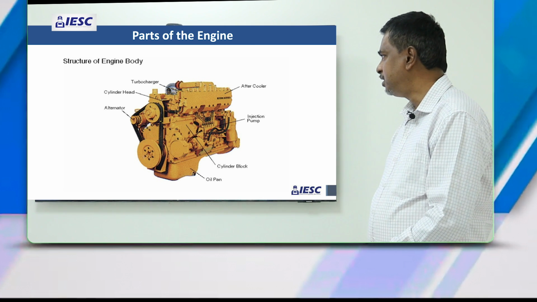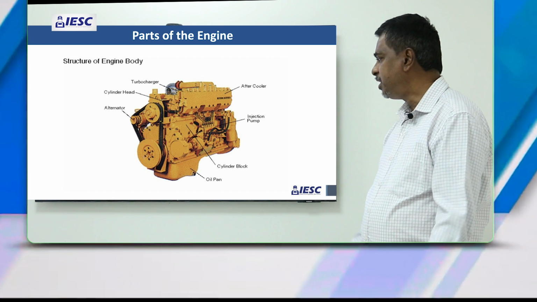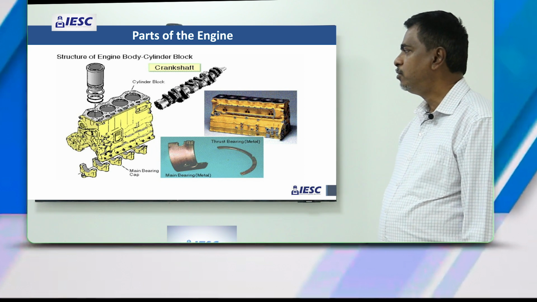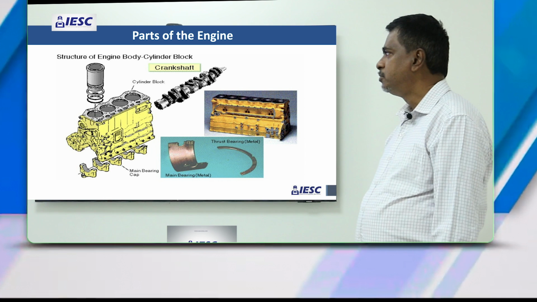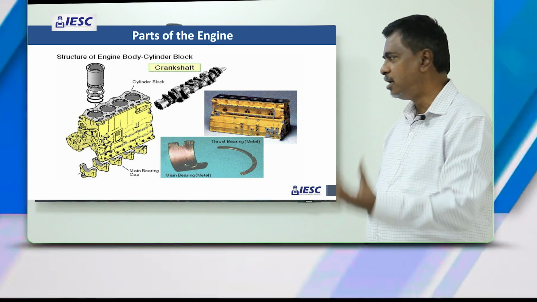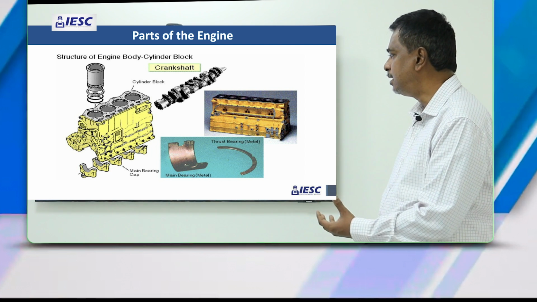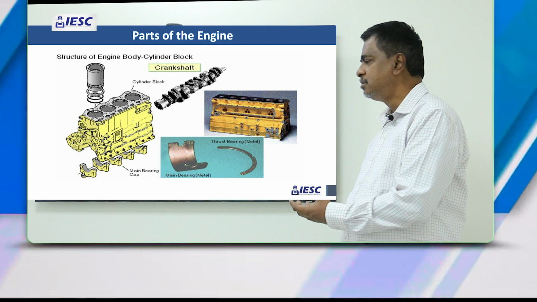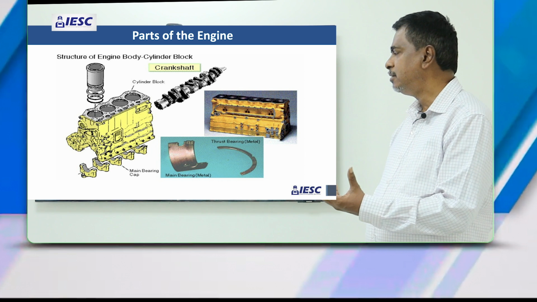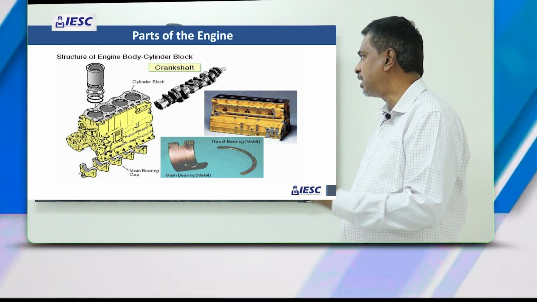You can see the turbocharger, aftercoolers, the fuel injection pump, alternators, cylinder block and oil pan. Then when we go deep into the cylinder block, you can see the cylinder liners where the piston goes in and out, and you can see the crankshaft, and you can see the main bearings and the thrust bearings which hold the crankshaft and keep the smooth rotation of the crankshaft.